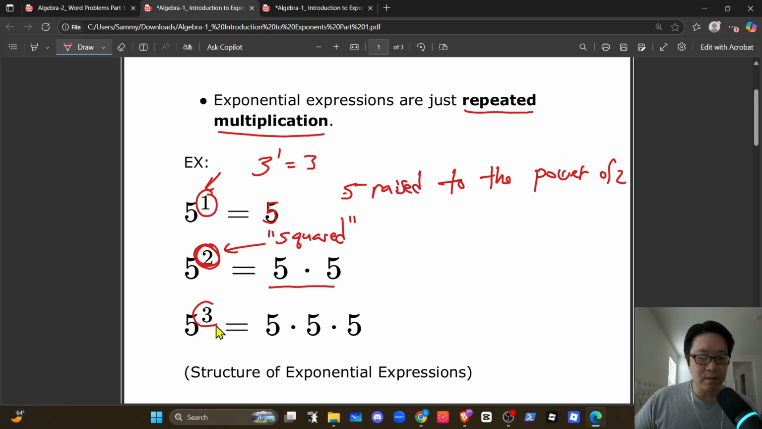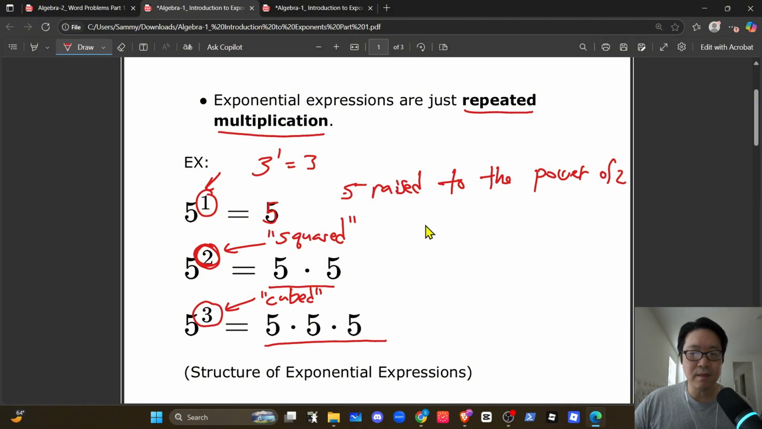So this is cubed. Another way of saying 5 to the third power is saying that that number is being cubed. So 5 cubed, 5 raised to the power of 3, 5 with an exponent of 3, all mean the same thing: 5 multiplied by itself 3 times.